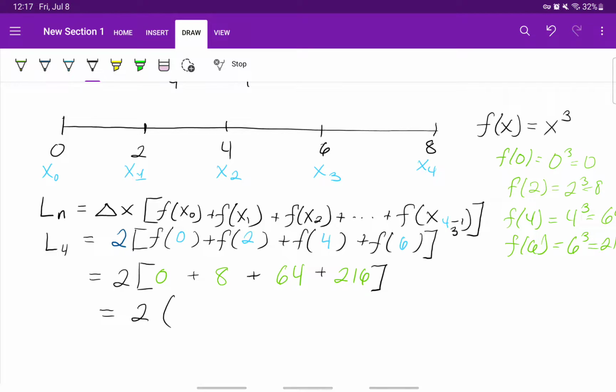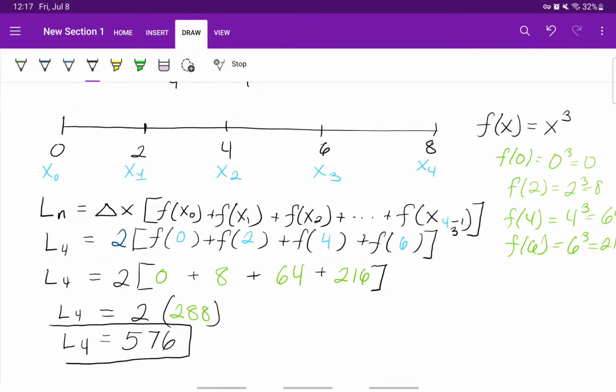So that's going to be 2 times, add up those numbers. That's 8, that's 72. 72 plus 216, that is 288. And 288 times 2 is 576. So using left endpoint rectangles, I will get an area of 576.